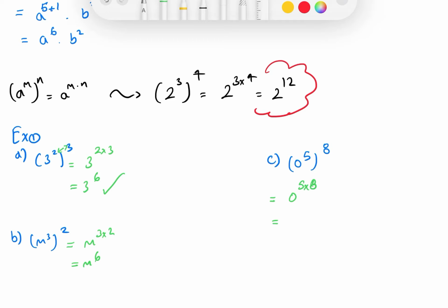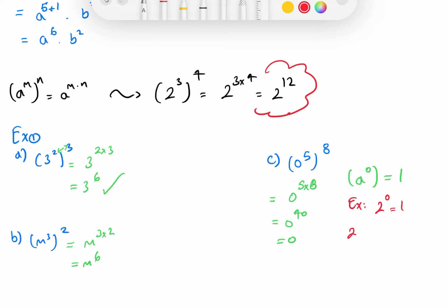Now, if you guys recall, 0 raised to anything is always equal to 0, right? So 0 raised to 5 times 8, which is essentially 40, is still going to give you 0. But keep in mind that any number raised to the power of 0, however, is going to give you 1. For example, 2 to the power of 0 is 1.